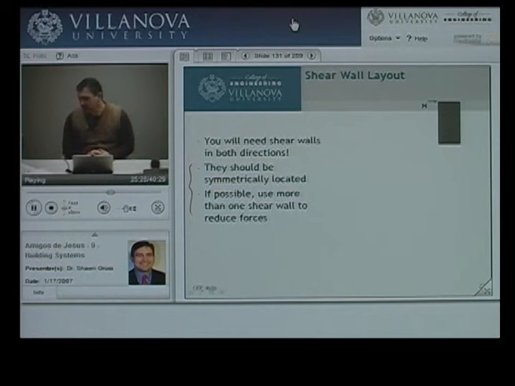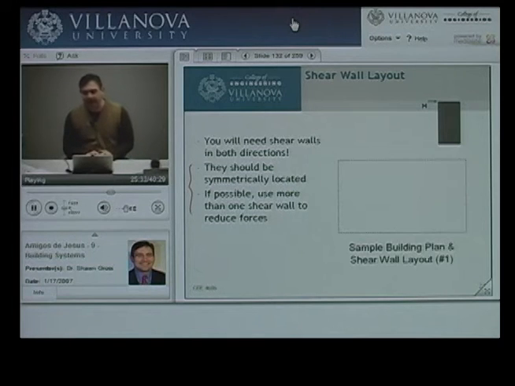Now, what we want to do here is go through the most simple building that we can. Let's say that that's our structural layout. It's a simple rectangular shape. You can imagine, pick some numbers. Let's say, for sake of argument, it's a 40-foot by 70-foot building or something of that nature. Doesn't really matter, but we're looking at it in plan. A typical shear wall layout, this is one option, could look like that.